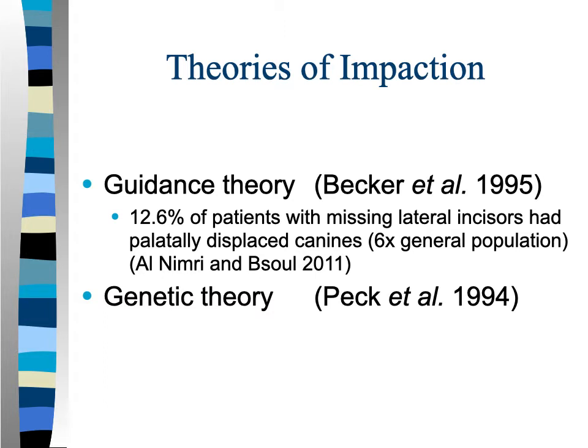The other theory is the genetic theory, and this is introduced by Peck et al. Genetic theory basically means that you have a genetic predisposition, so it's a familial thing, genetically determined, that you're going to get these impacted canines. Okay.